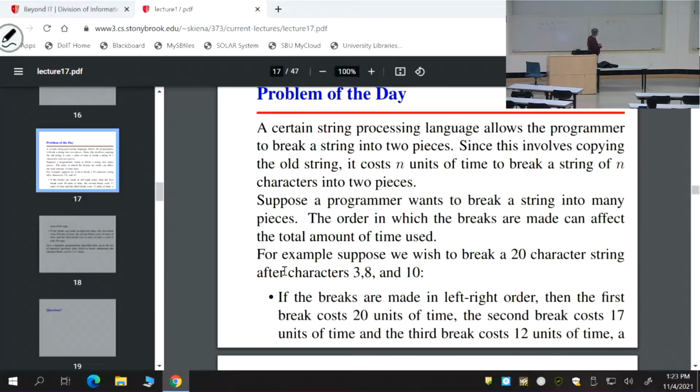And every time you do one of these cuts, the cost is going to be the size of the string that you're cutting. Okay? And the question is to find the cheapest way to do this breakup. Do people see that the order in which you do the cuts is going to have a different cost? That's the important thing to see here. If we do the cuts from left to right, what's the cost going to be? If we make the first cut here, what's the cost of that cut? 20. Does everybody agree?